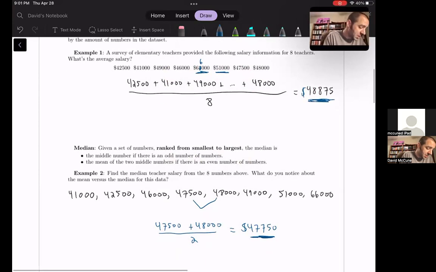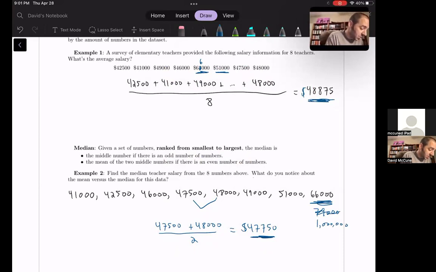Whereas with the median, the single outlier up here has no effect on the median. So what if I change that 66,000 to like a 79,000? The median doesn't care. The median only cares about the literal middle of the data. I mean, this teacher could be making $1 million. Okay. And the median won't change. The average will change quite a bit. If I put $1 million up here in this average calculation, it's going to make a big difference.